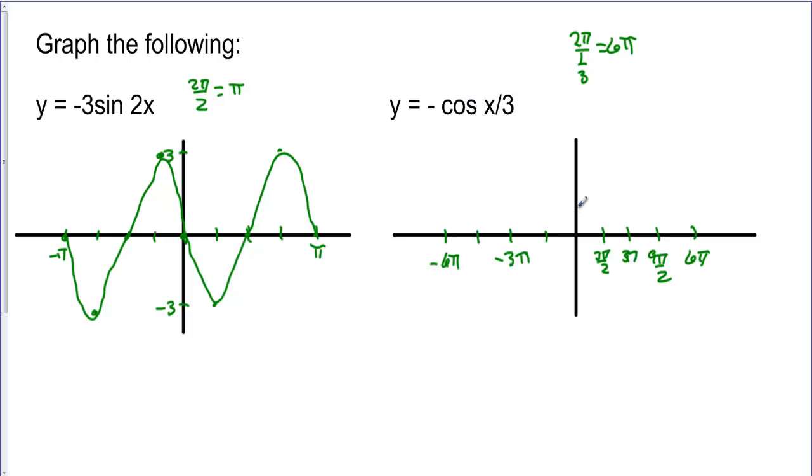Cosine is going to go up to 1 and down to -1. And normally cosine would start at 1, but we are reflecting this over the x-axis, so now this graph is starting at -1. And then now has a period of 6 pi. So we go to 0, up to 1, back to 0, and down to -1. And then we do the same pattern on the other side.